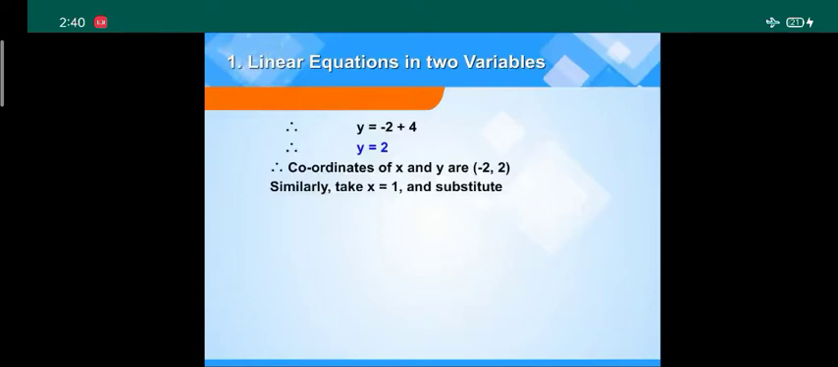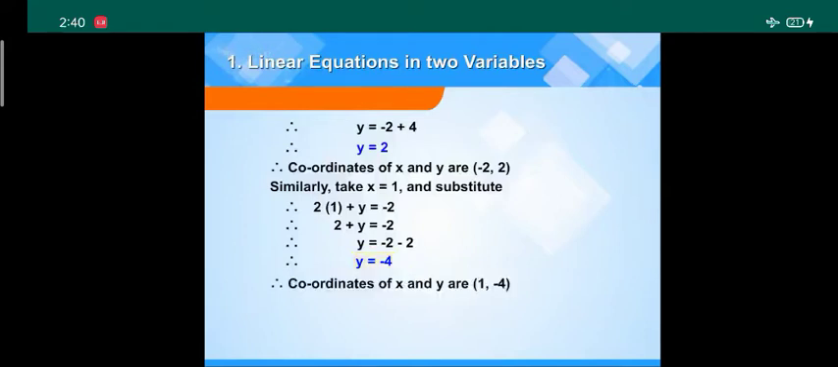Similarly, take x is equal to 1 and substitute. Therefore, 2 into 1 plus y is equal to minus 2. Thus, 2 plus y is equal to minus 2. Hence, y is equal to minus 2 minus 2, which gives y is equal to minus 4. Therefore, coordinates of x and y are 1 and minus 4.